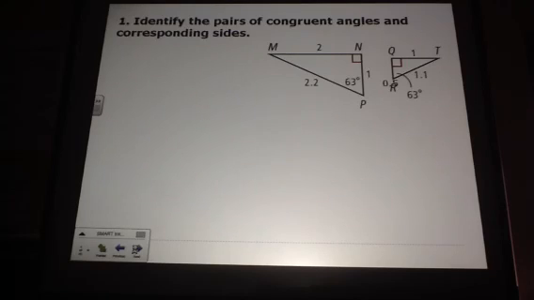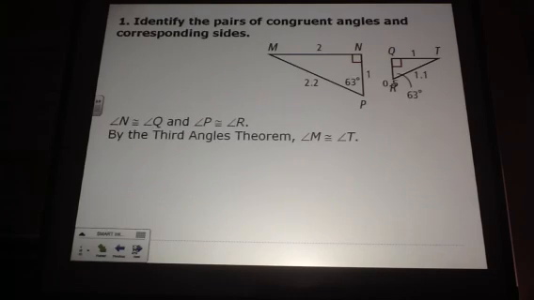Now we're going to identify the pairs of congruent angles and corresponding sides. Okay, well we know that angle N is congruent to angle Q because they're 90 degrees, and that angle P and angle R are congruent because it's given that they're 63 degrees. We also know that angle M and angle T are congruent because of your third angles theorem. So all three pairs of corresponding angles are congruent.